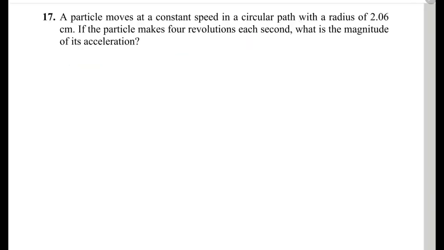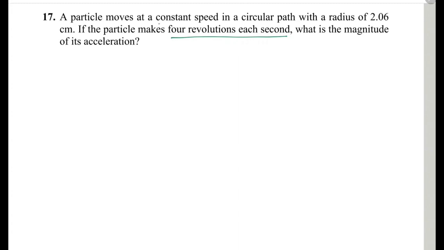A particle moves at a constant speed in a circular path with radius 2.06 centimeter if the particle makes 4 revolutions each second. This is very important here. What is the magnitude of its acceleration?